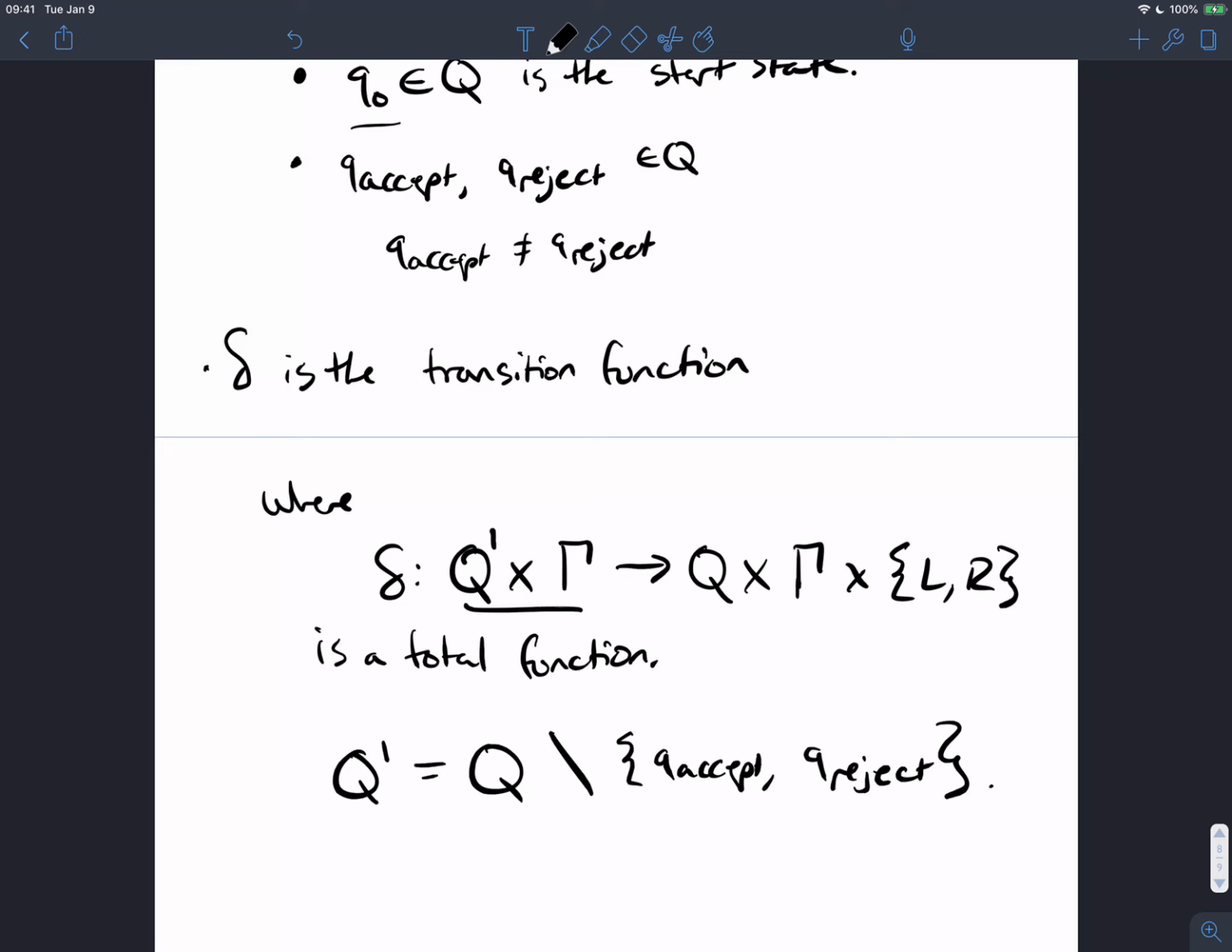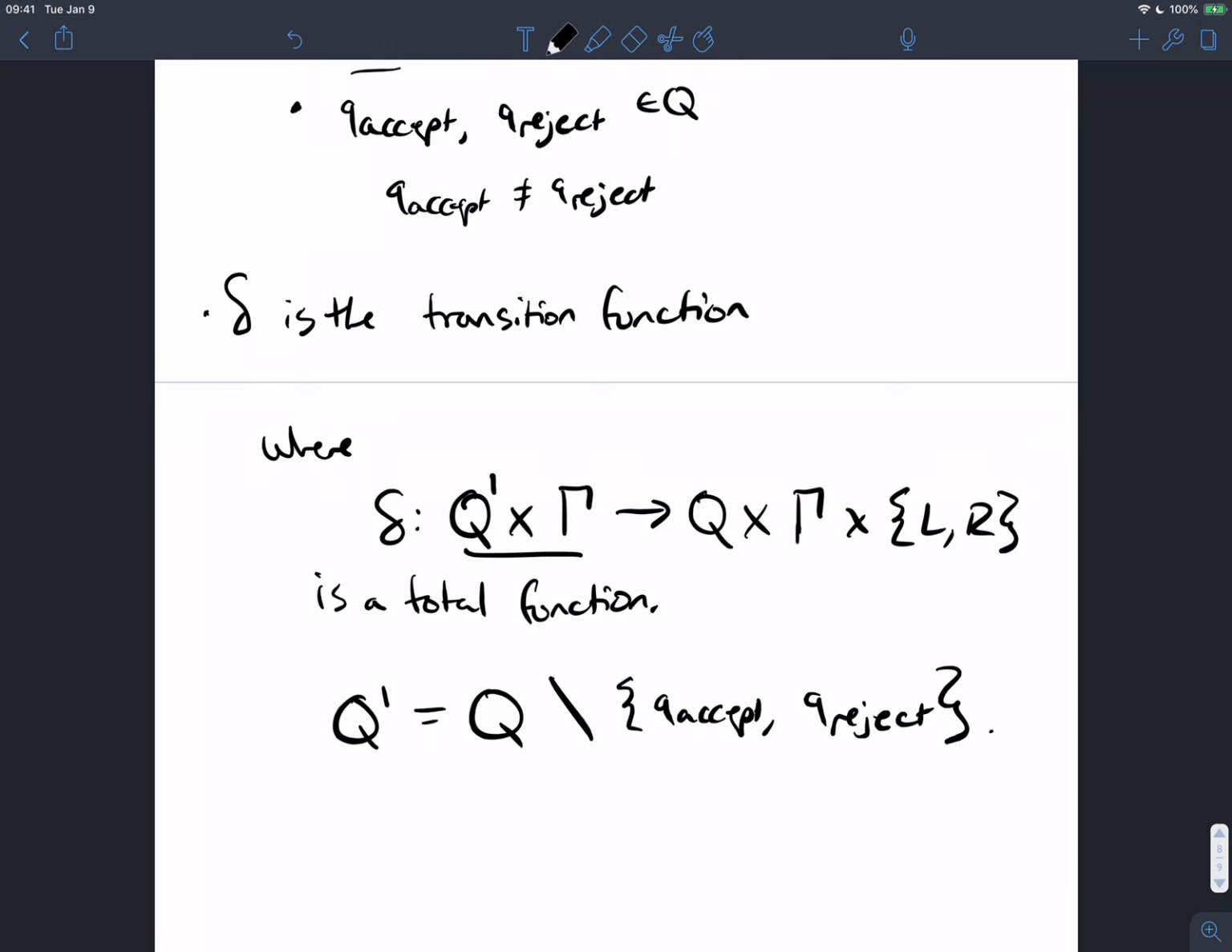Why is the input alphabet not used in delta at all? Because I need to be able to handle any symbol on the tape. Because immediately, right from the beginning, the input's going to be destroyed anyway, most likely. So let's just handle the general case where it could be any tape symbol. Any other questions?